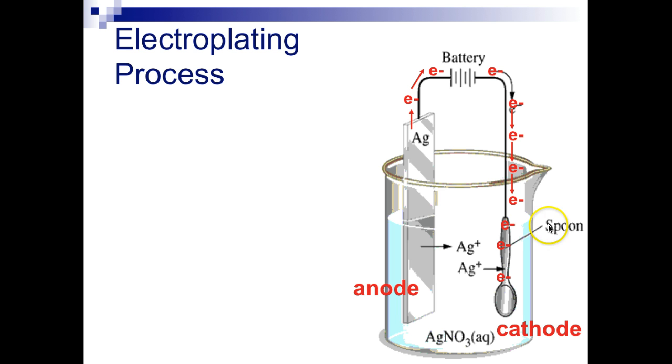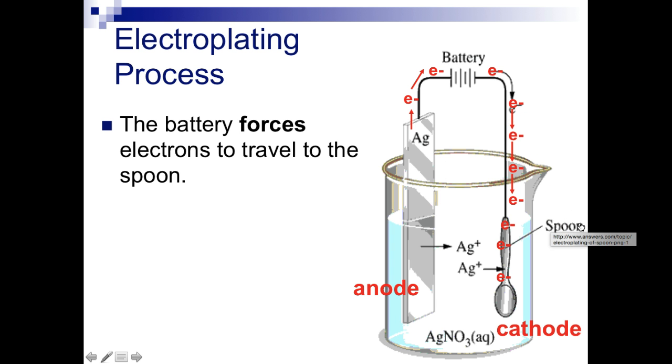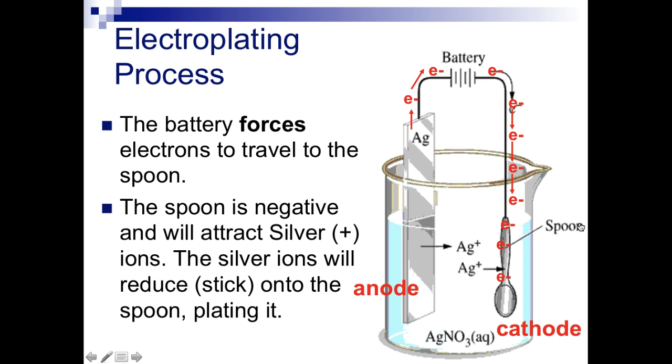So the electroplating process, same kind of thing. You have the anode and you have a cathode. And the battery is going to force electrons to travel to the spoon. So silver electrons are going to go from the silver piece all the way over to the spoon. So the spoon is negative and will attract silver plus ions. The silver ions will reduce or stick onto the spoon and plate it, and that's what's going to give it its silver.